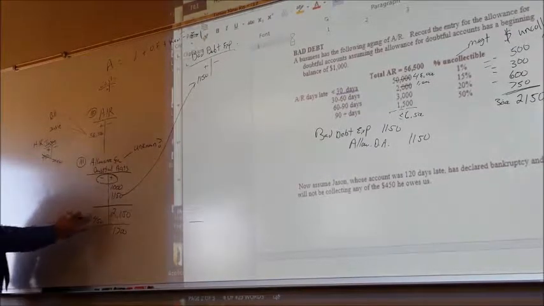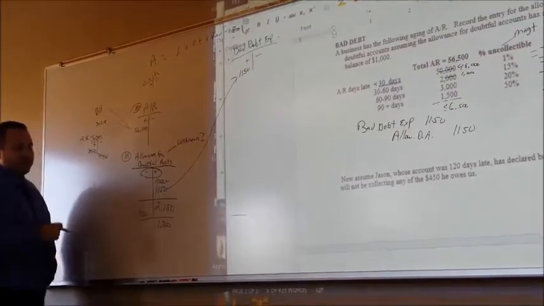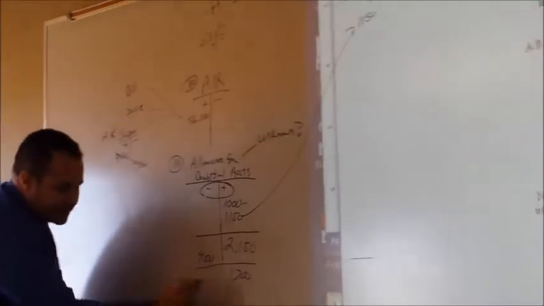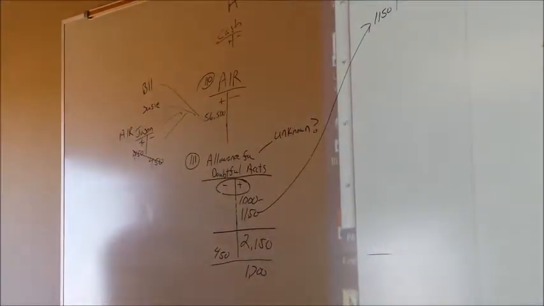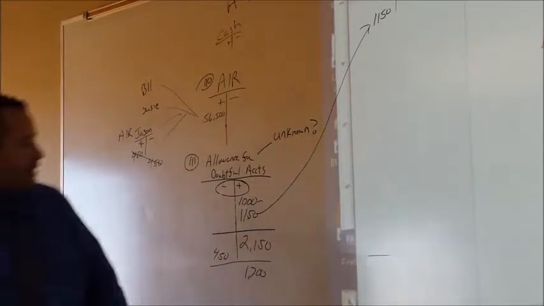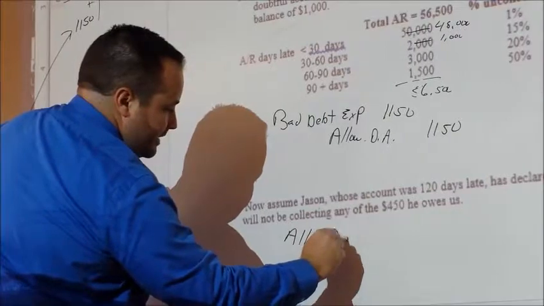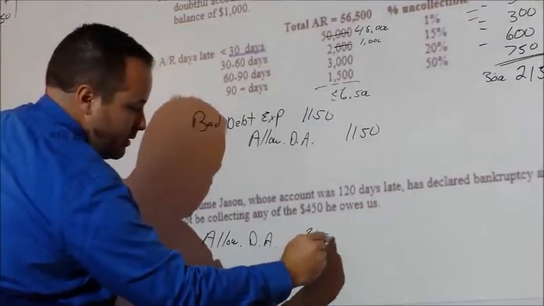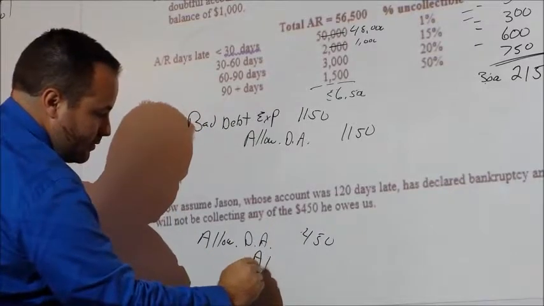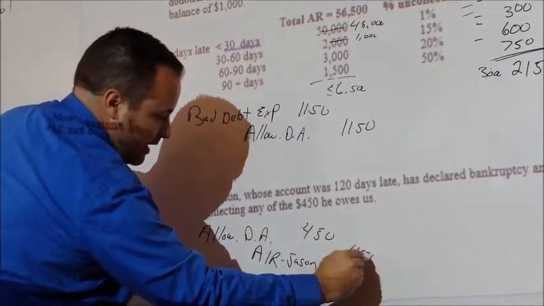So usually after a month, I'm going to keep writing it down, and I'm going to be about back to where I started at 1,000. I'm probably going to knock somebody else's account off within the month as well. So my journal entry here: debit the allowance for doubtful accounts, it's no longer unknown, and take it right off of Jason's books, his AR account.